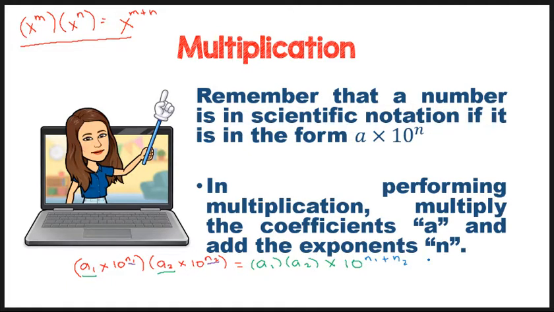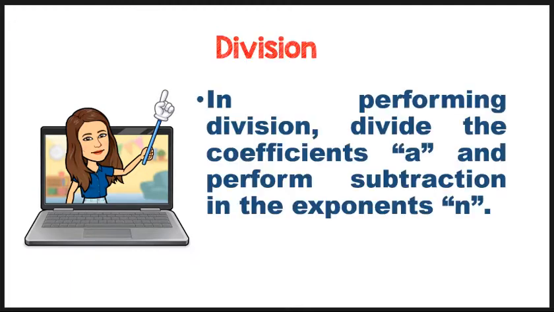Okay? Now, for division. Again, we're going to use quotients with powers or exponents. So, if we have x raised to the power of m over x raised to the power of n, that is simply x raised to the power of m minus n. Now, in performing division, divide the coefficients a and perform subtraction in the exponents n.